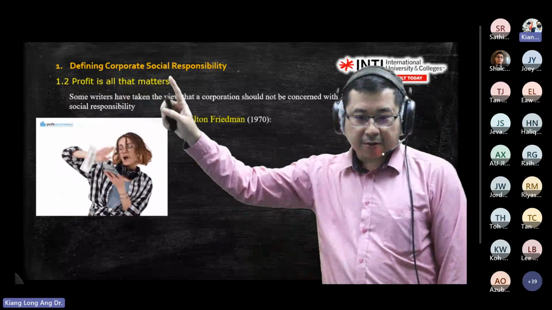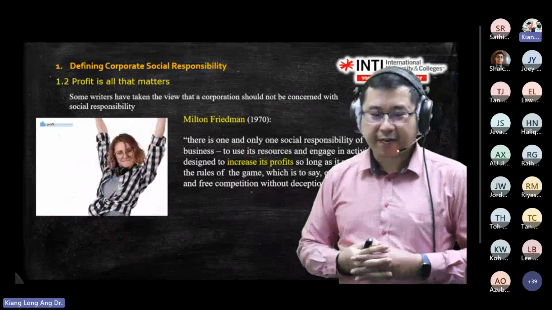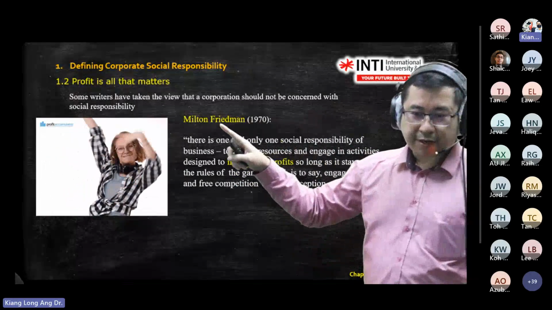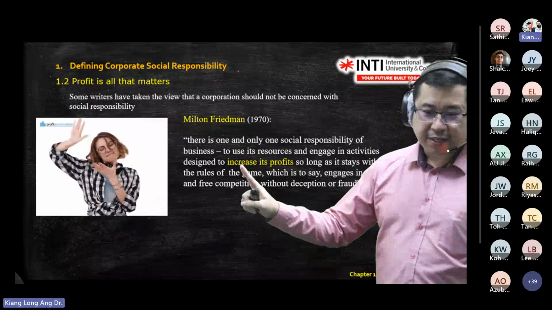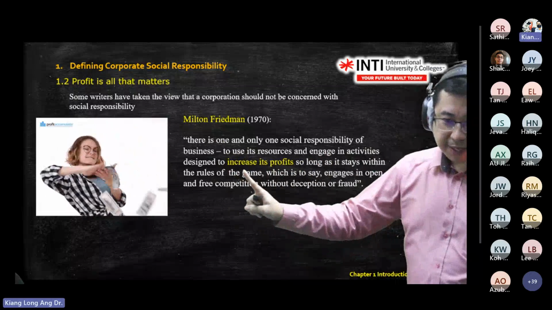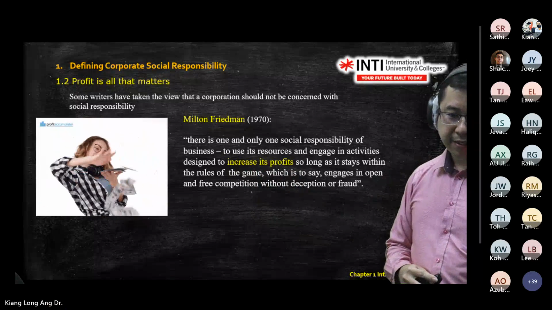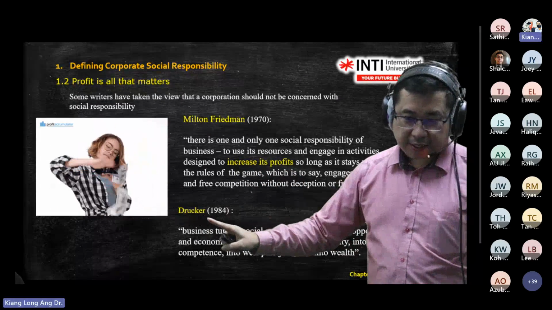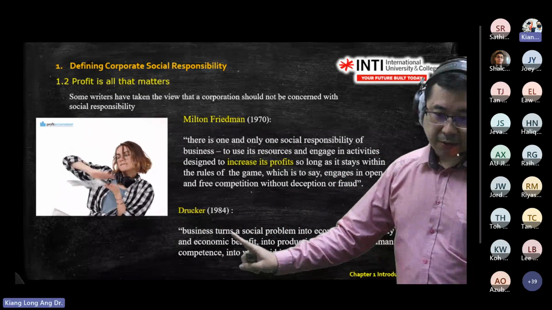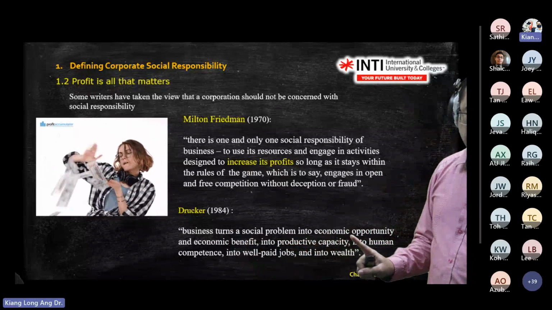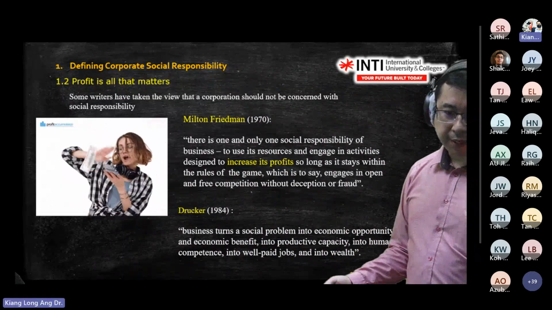Right. Profit is all about everything. So it means that some writers don't agree with the ideas of CSR. For example, Milton. Milton is very focused on profit. He says all these things, but he keeps repeating increasing the profit. Okay. Drucker also says the same thing. So business turns a social problem into an economic opportunity and so on. Okay.